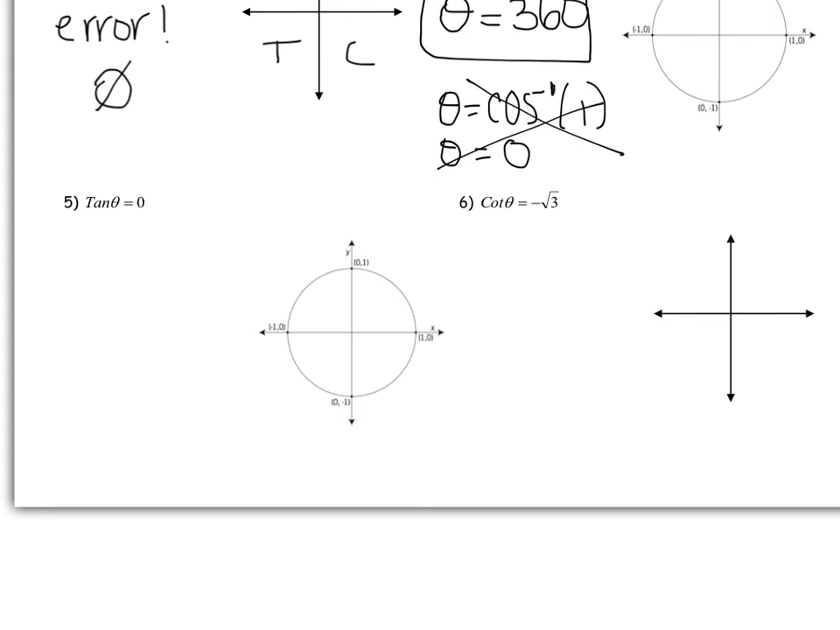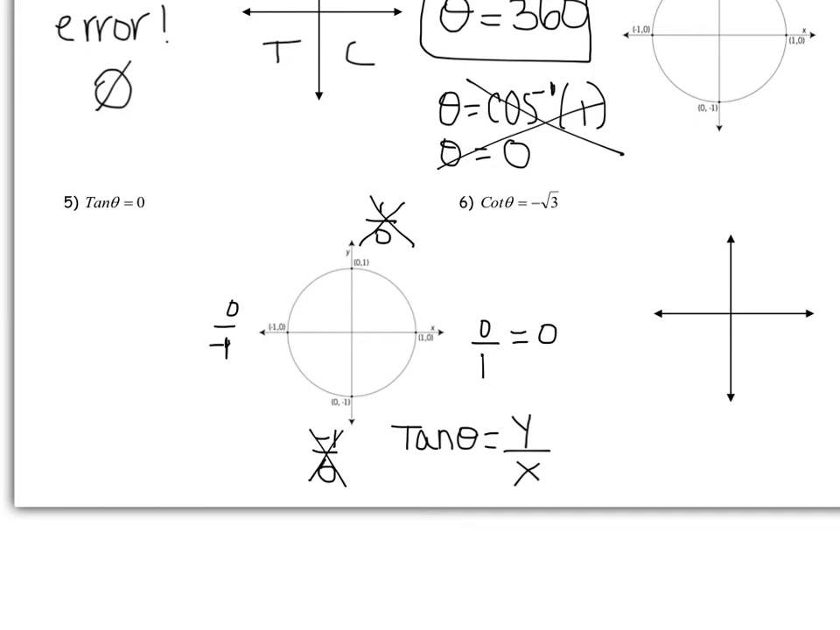Number 5, tangent of theta equals 0. Now just to recall, tangent of theta is equal to sine over cosine, or y over x. So they want to know, when I divide y and x, which gives me 0? So let's look. 0 divided by 1. Yeah, that should give me 0, right? 0 over 1 is 0. How about up here? 1 over 0, undefined, no good. How about 0 over negative 1? That's good. That gives me 0. How about negative 1 over 0? No, undefined, no good. So where tangent is equal to 0 is actually at these two spots, here and here.